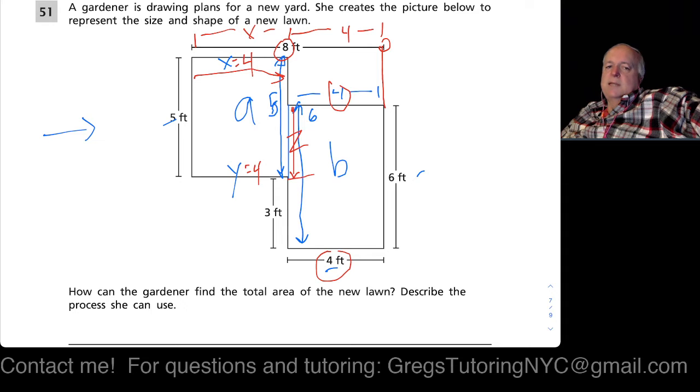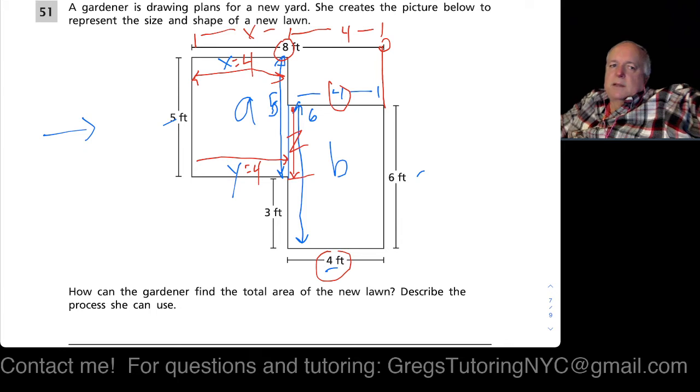By the way, it doesn't tell us these are rectangles, which is a problem with the question. It should say they're both rectangles. But let's ignore that for now. So that's 4, that's 4. We're left with this Z here, and by the way, there's another length as well.